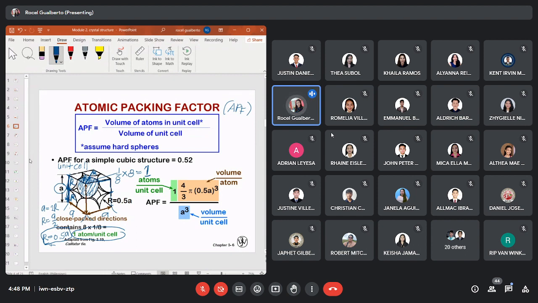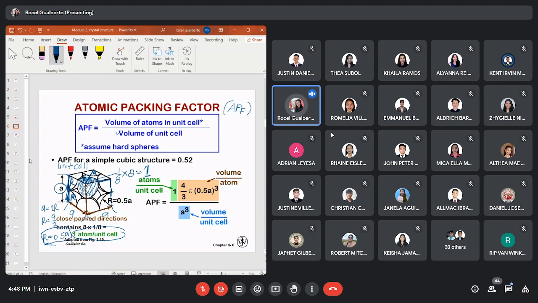Okay, para pong nakakalito ito. Okay, para pong parehas lang. But then magkaiba po yung dalawa. Okay, alin muna po tayo? Dito muna po tayo sa denominator. Volume of unit cell. Okay, ito po yung unit cell natin for simple cubic. Okay, in a form of a cube.